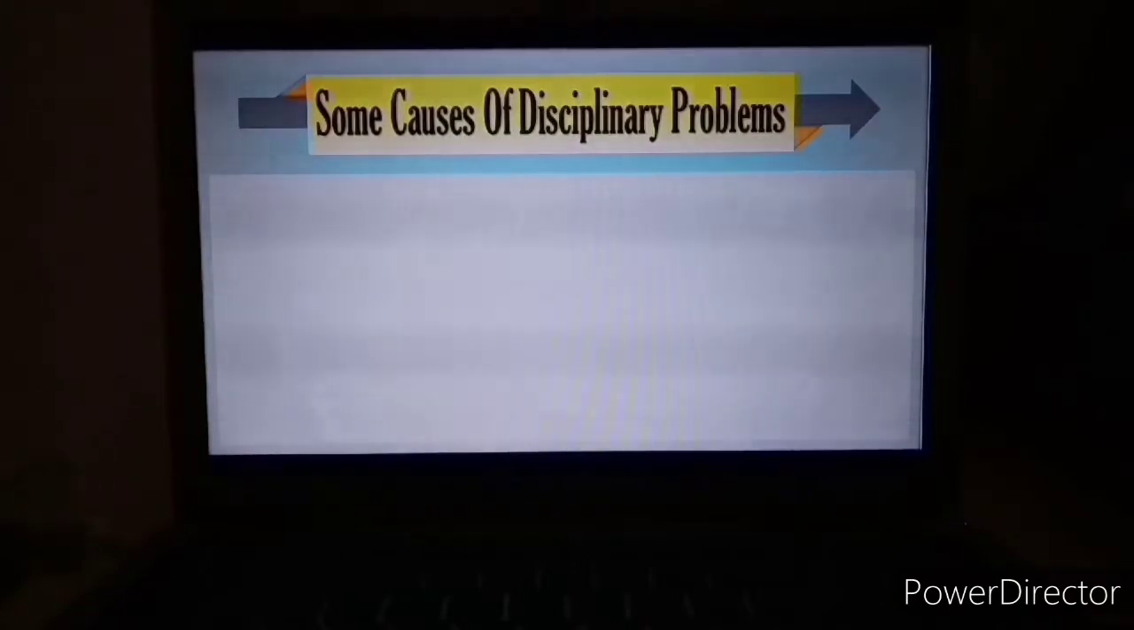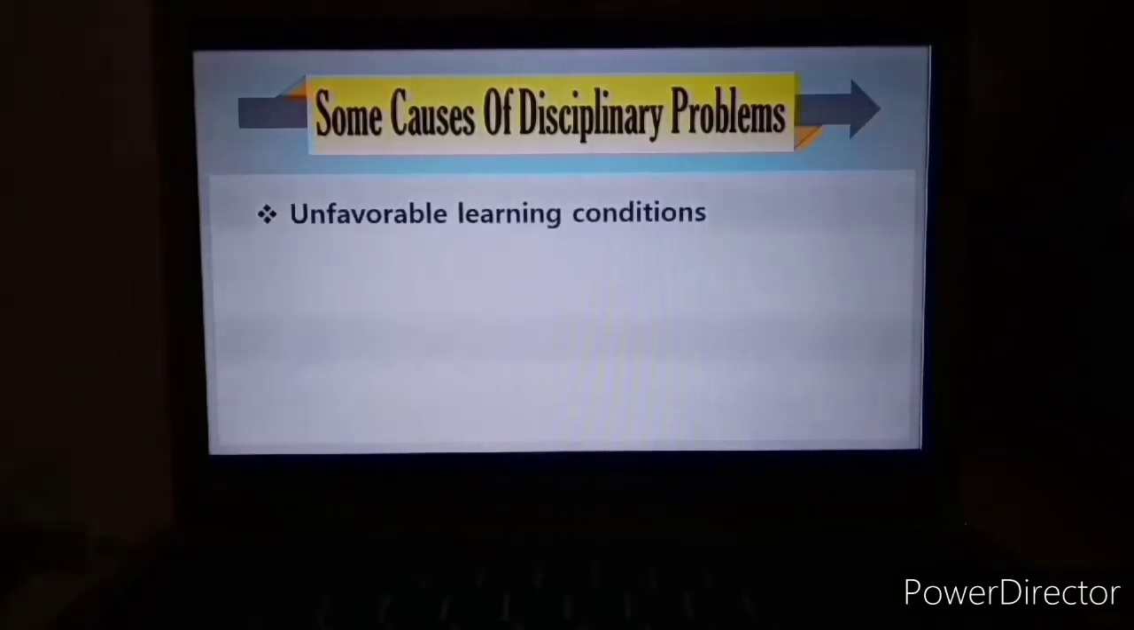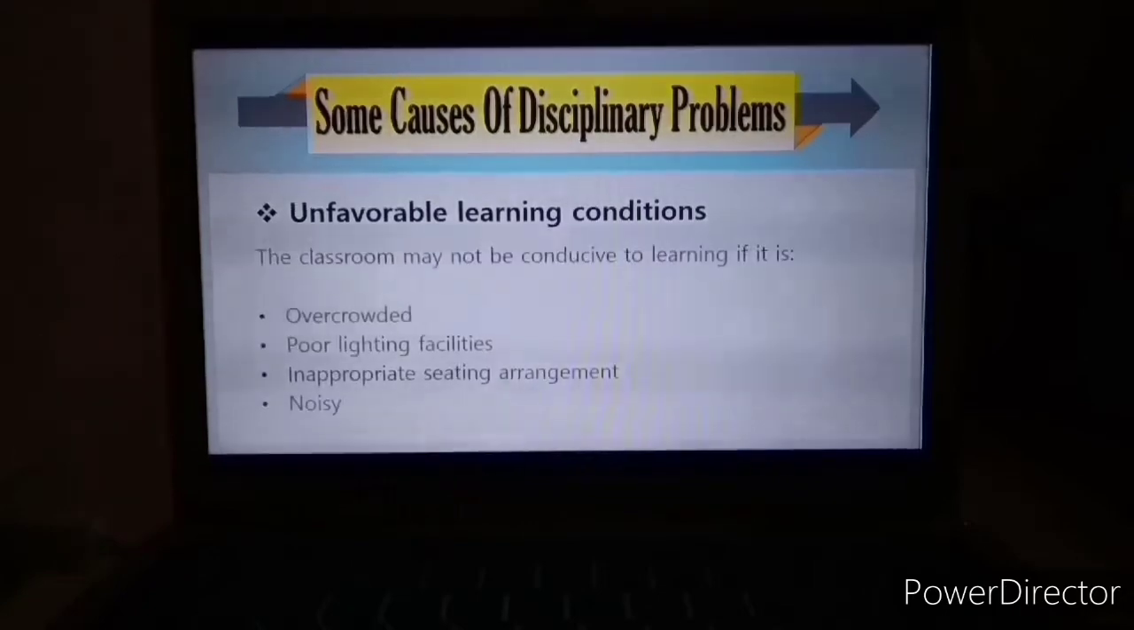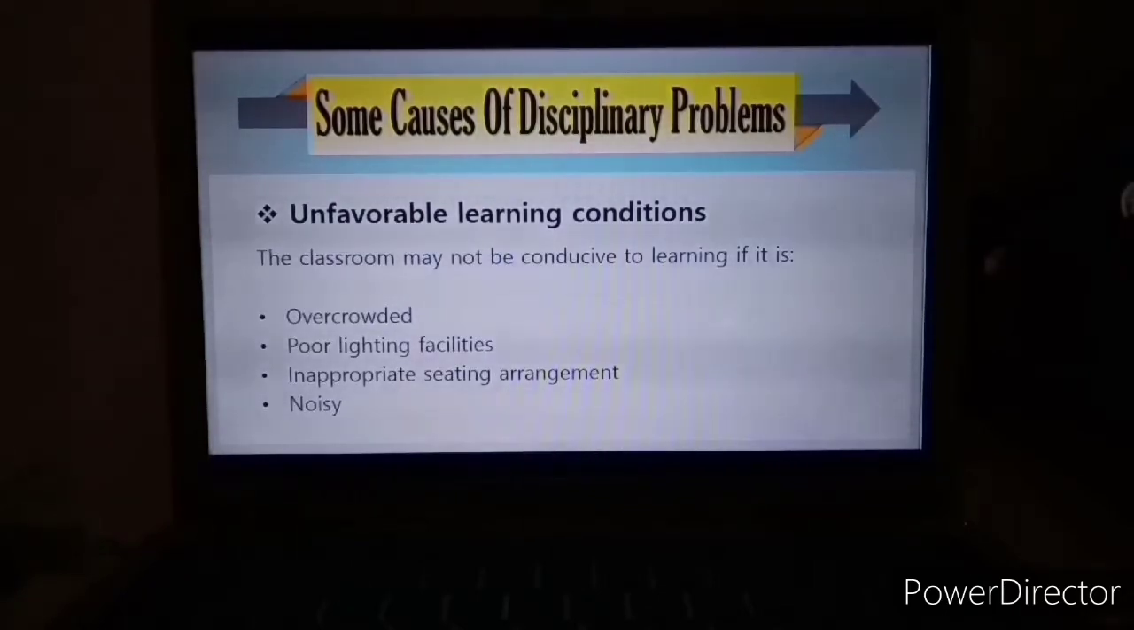Some causes of disciplinary problems. Unfavorable learning conditions. The classroom may not be conducive to learning if it is, first, overcrowded. Overcrowded classrooms put the school at risk, with aspects such as lack of teachers, lack of facilities, lack of chairs. Also, an overcrowded classroom can hinder the students' performance and participation.